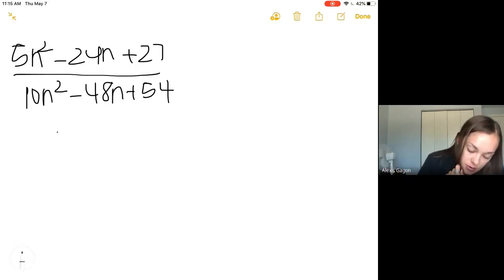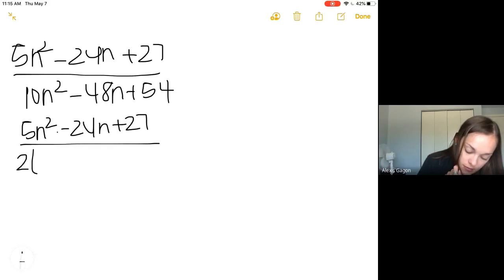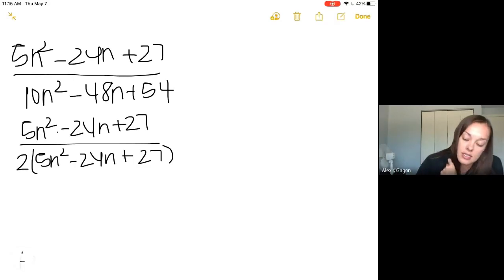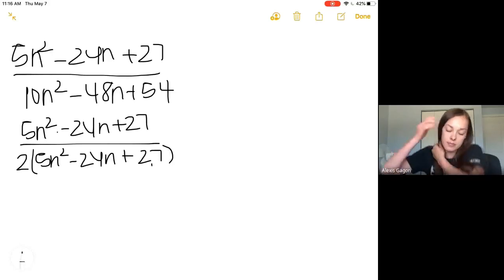So that's going to be 5n squared minus 24n plus 27 over 2, and then 5n squared minus 24n plus, oh, it's the same exact thing, plus 27. So this is an example where we're going to have 2 holes, I think. Yeah. So since these both completely cancel, let's just factor it so we can figure out what those 2 holes are going to be.